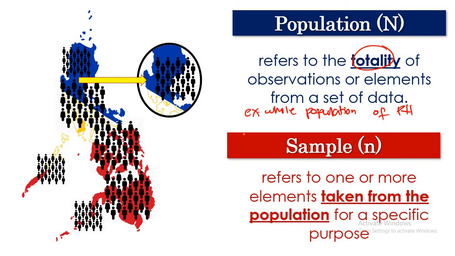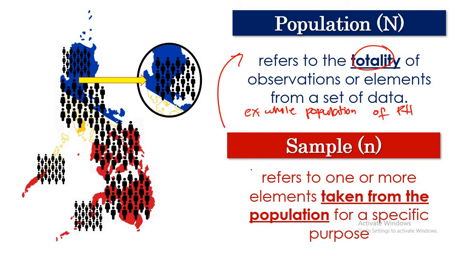For the sample, it is simply a portion taken from a population. So say for example, we are going to select some people, Filipino citizens, from the population. That is now what we call a sample. Sample is obtained from the population and it's only a portion of the population. In statistics, it's not always possible to accommodate all the elements in the population in making researches. That's why, in some cases, we are using a sample as representative of the whole population.